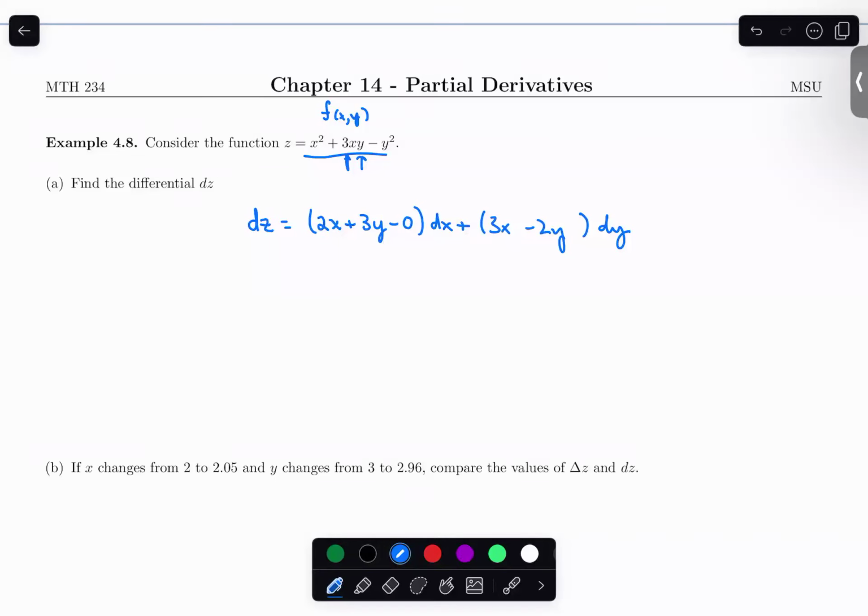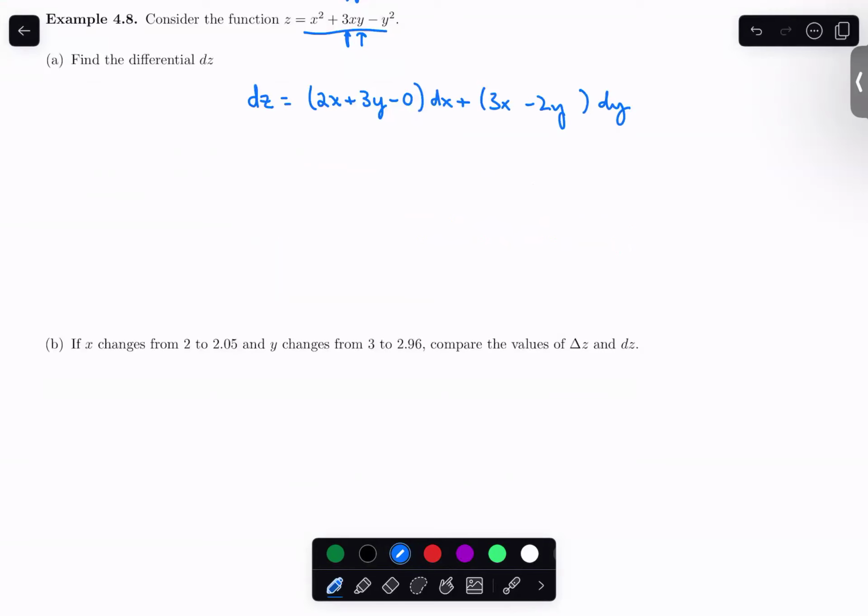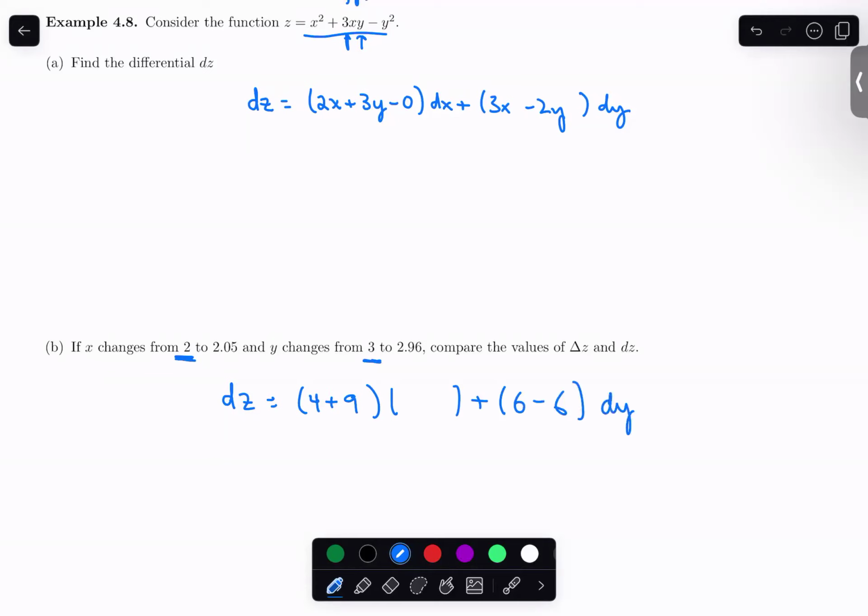So if x changes from 2 to 2.05 and y changes from 3 to 2.96, I'd like to compare the values of delta z and dz. So let's go ahead and first calculate out dz in this case. You always choose the starting values here, which are the x's and the y's. So I'm not plugging in the complicated 2.05, I'm just plugging in 2 everywhere I see an x and 3 everywhere I see a y. So this is going to be 4 plus 9 times dx, plus 6 minus 6 times dy. Because that's going to be 0, I really don't need the dy here, but we'll still calculate it out. Good habit to be in.